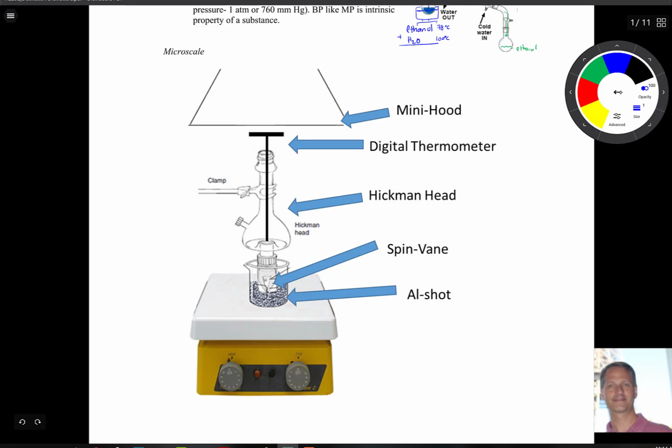It's connected to something called your Hickman head. We use a digital thermometer, and we have a mini hood to collect any of the fumes that might be coming out. We want to try to avoid the fumes coming out too. Same idea, as you start to boil, the vapors come up and they come through here, right? And then if we don't go too fast, we allow it time to kind of condense around the outside of that, and then it comes back down here, and there's like a little well.